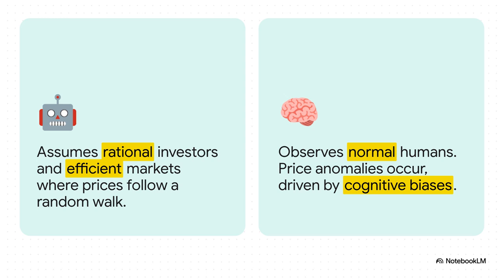You see, standard finance operates in an idealized world of rational actors and efficient markets, where prices move in an unpredictable, random walk. Behavioral finance, on the other hand, looks at observed reality and sees normal, emotional human beings whose predictable psychological errors can actually create detectable anomalies in market prices.